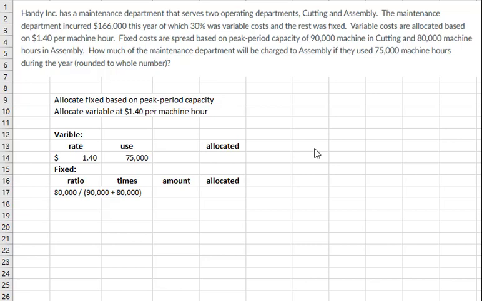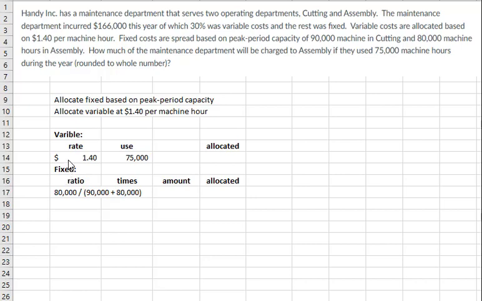They can have different policies, but here they've told us that the variable is allocated based on the $1.40 per machine hour, and that the fixed costs are spread based on peak period capacity, which they have to give you. So the peak period capacity is 90,000 machine hours in cutting and 80,000 machine hours in assembly. Doesn't mean that they're going to use all that, but that's apparently the maximum. So I've put that down here. I've indicated the policy here.